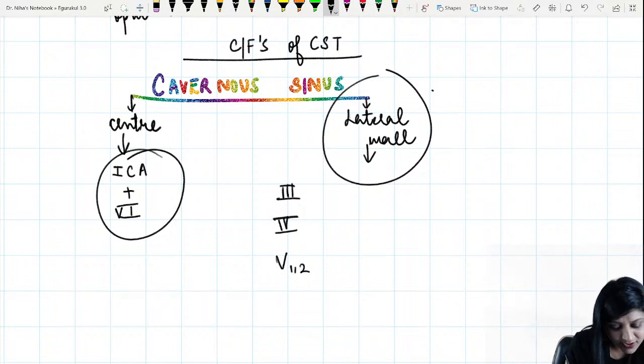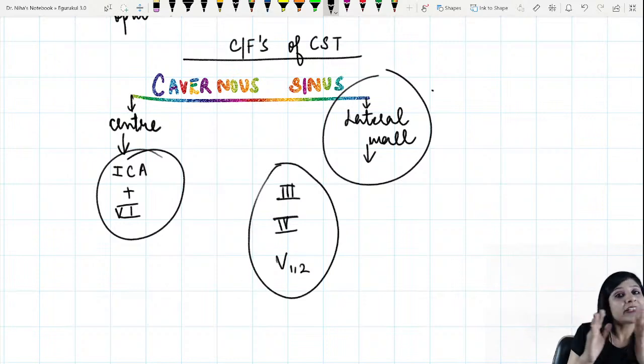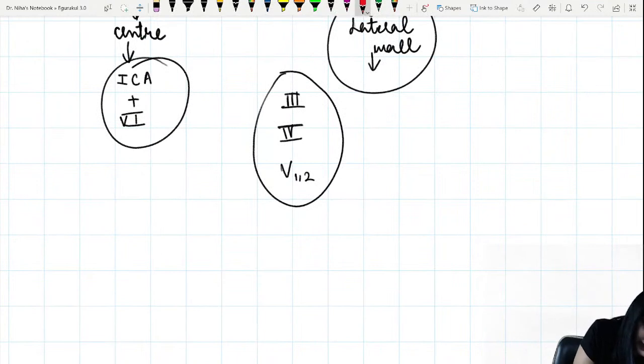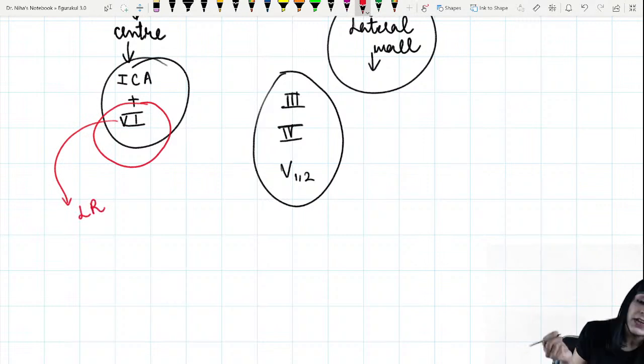सेंटर शी. ओके गुड. सो ये हो गए लेटरल वॉल से. Now all these nerves can be involved, but what is the first one to get involved? The first one to get involved is the sixth nerve. That is why lateral rectus will be involved. So these people will come with the diplopia.